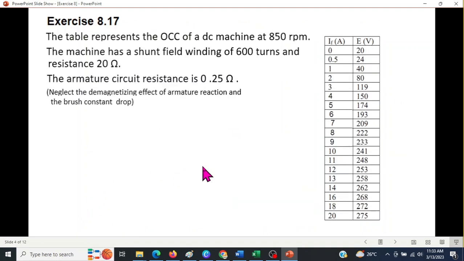And now coming to the question. There are 5 parts of the question. The table represents the open circuit characteristics of a DC machine at 850 RPM. So this is the table. The machine has a shunt field winding of 600 turns and a resistance of 20 ohm. The armature circuit resistance is 0.025 ohm. Neglect the demagnetizing effect of the armature reaction and the brush contact drop.